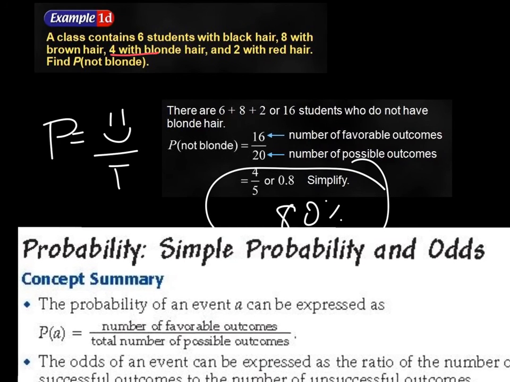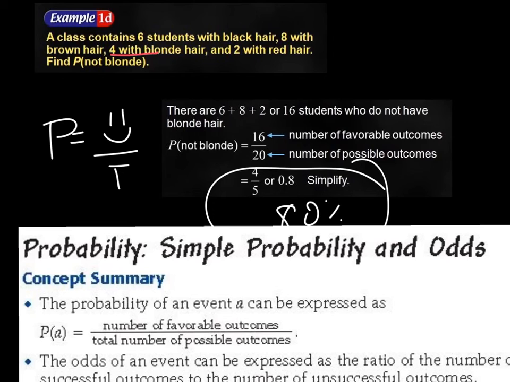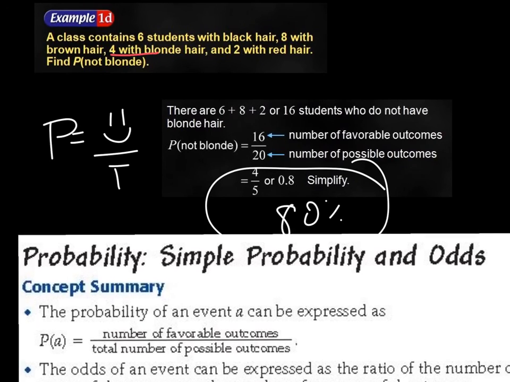The probability of an event A can be expressed as P of A equals the number of favorable outcomes divided by the total number of possible outcomes.